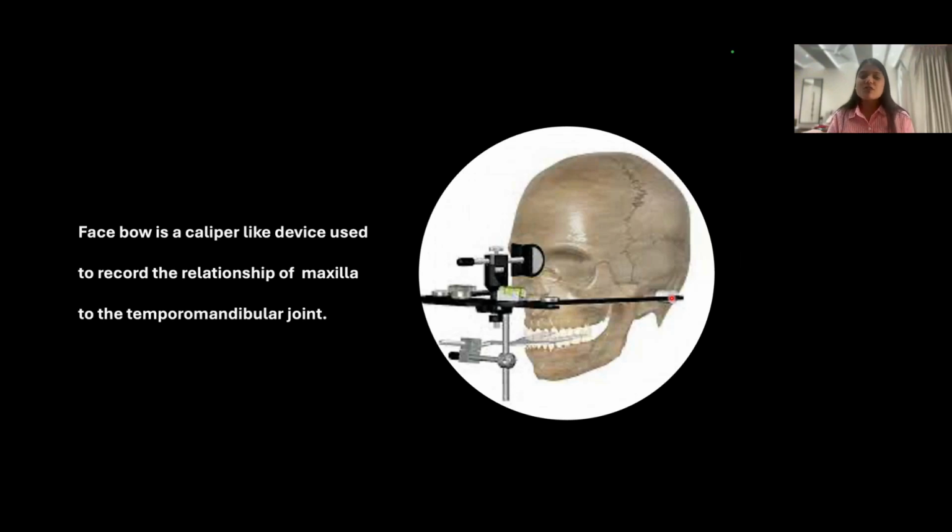Learn. This is a very basic thing which we learn in our graduation also. It is not important that you need to be a prosthodontist to know this answer.